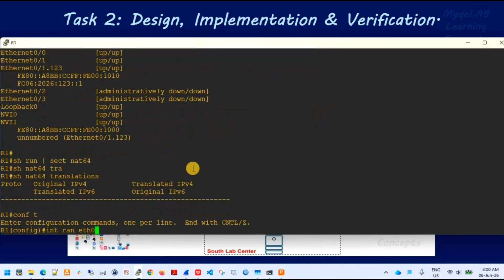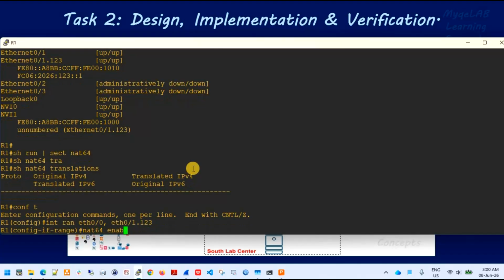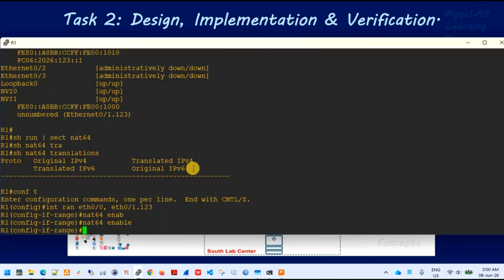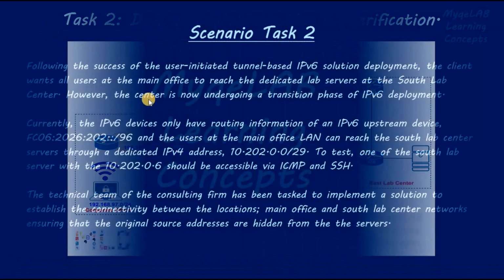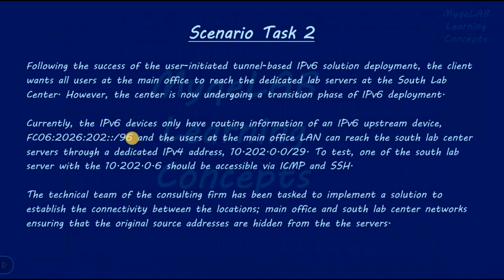Interface range 1, 2, 3, nat64 enable. So, okay, we have defined the NATs, and the next thing is, let's look back to the scenario. They gave us a pool of IPs. So this is more or less a pool of NAT IPs, where certain IPs will be pulled from in order to hide the original IP of the main office behind this so that we can reach these servers. At the same time, we would have to target this IP in order to reach one of the servers of the South Lab Center, and that's exactly what we'll do.